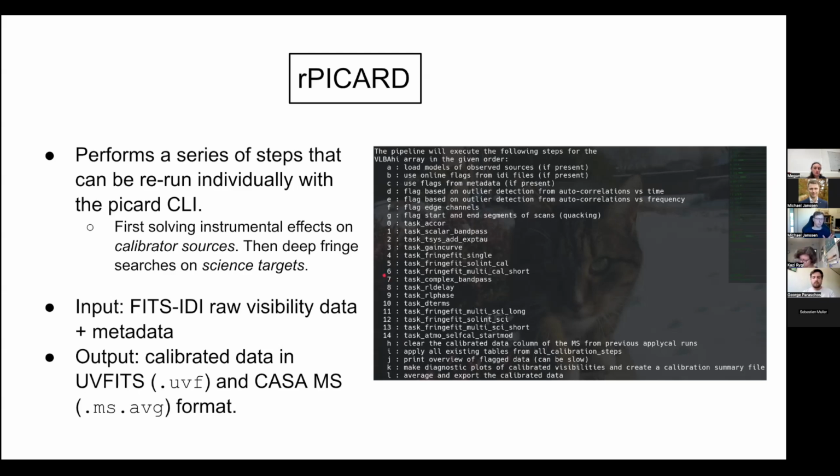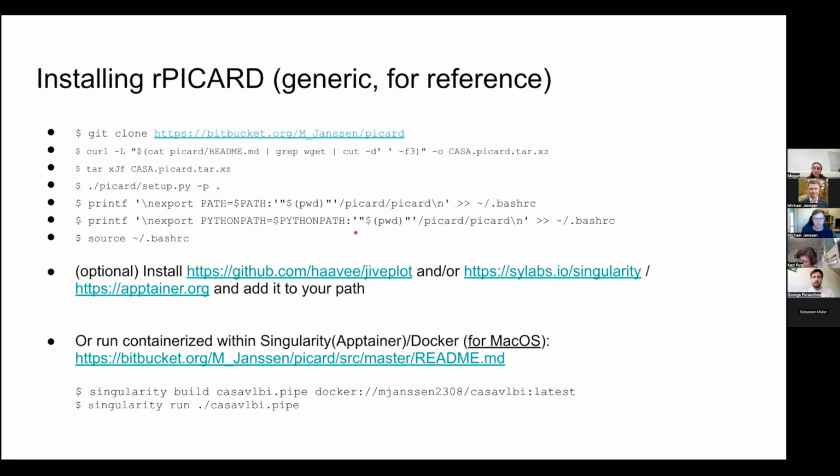Along this process, it's easy to look at the calibration file and see, oh, there may be issues with the bandpass. You tweak some settings there, and then using the same command line interface, which is this PICARD command, you can rerun any steps of the pipeline at any moment and update your calibration that way. The input is just your FITS-IDI data and metadata, and the final output is calibrated and, depending on settings, also averaged visibility data, in UVFITS and in CASA measurement set format.